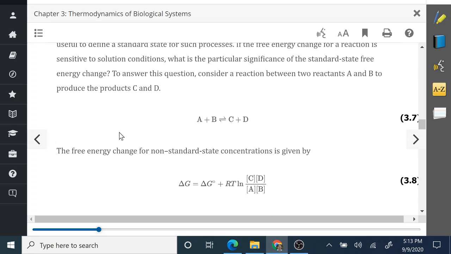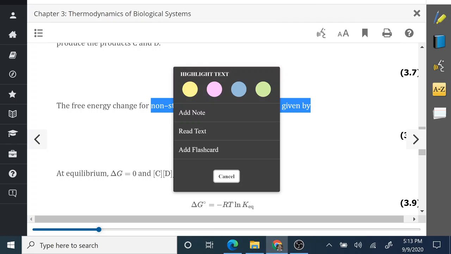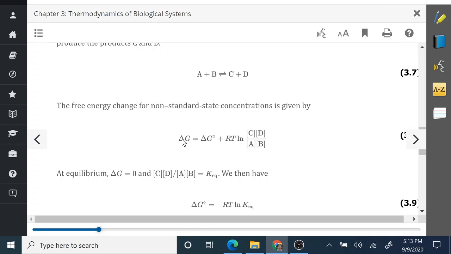And so delta G is a free energy change, and we can give that free energy change for non-standard conditions by this equation. Delta G is equal to delta G naught plus RT, where R is the gas law constant, T is the temperature, ln of the concentrations of C and D over A and B. And this is where we're not at equilibrium. This is the free energy at any snapshot in time for this reaction.